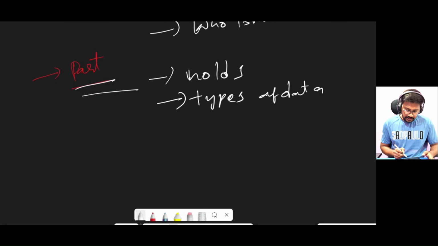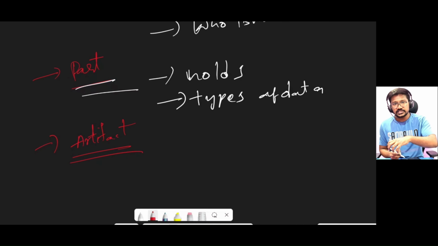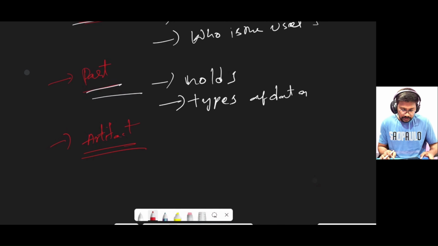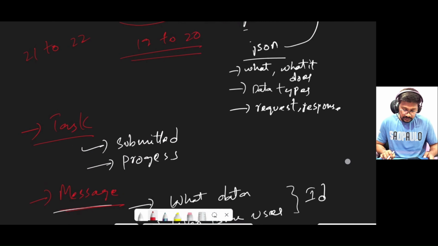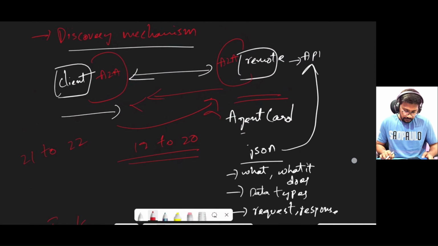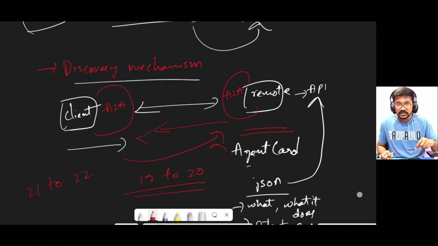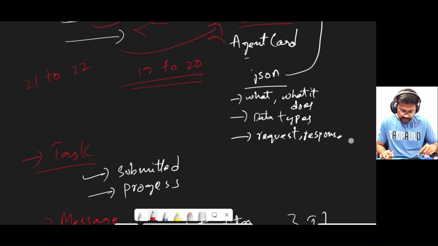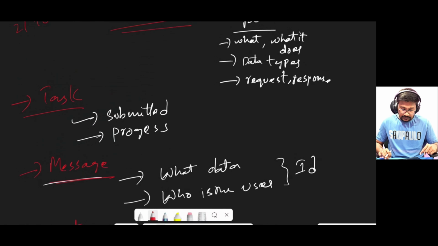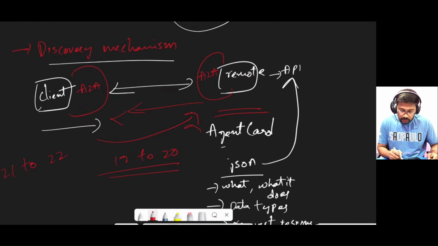And next concept is artifact. So this is the final output which will be shared by remote agent to the client. These are the important concepts within this A2A protocol. Basically, the things which we had seen: discovery mechanism, task, message, part, and artifacts. This protocol will handle all these headaches.